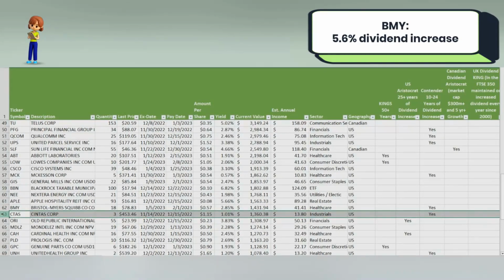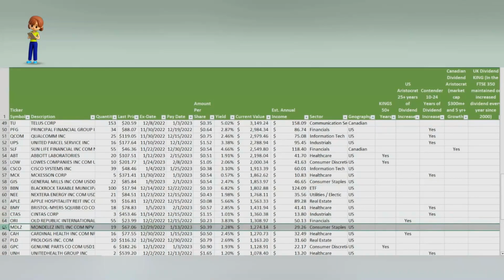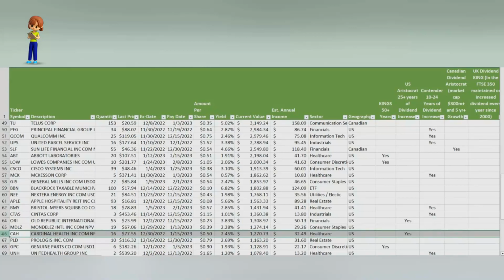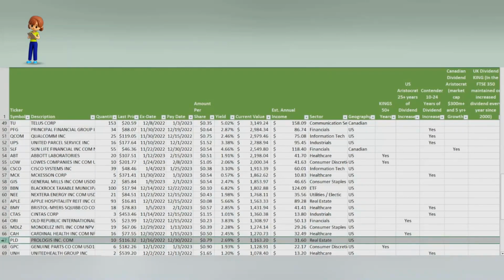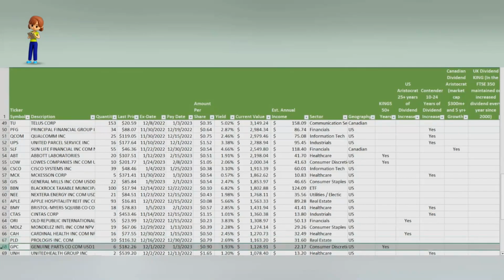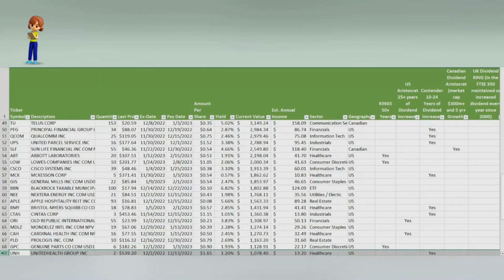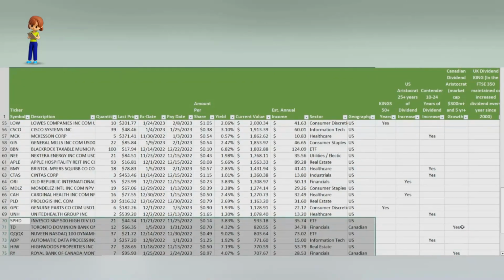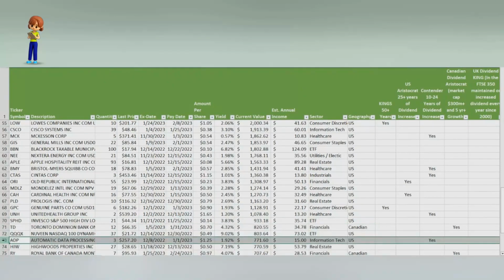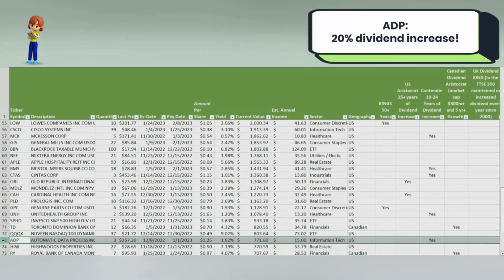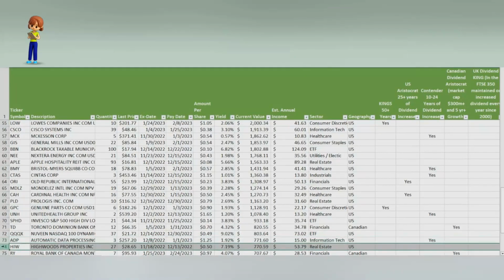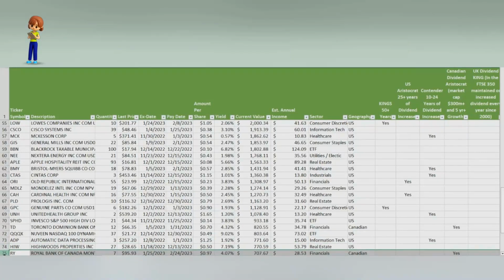Cintas is another new position I've started to test out, followed by ORI, Old Republic, Mondelez, a food company, and Cardinal Health, another great growth opportunity. Prologis, a commercial REIT, was another recent pickup, followed by Genuine Parts, and another monster growth company, UNH, United Healthcare Group. And to round out my last positions, I've got SPHD, an ETF, Toronto Dominion Bank, QQQX, ADP, another relatively new pickup for me, and gave a 20% dividend increase recently. Wow, ADP. And my last positions are HIW, a live, work, play REIT, and RY, Royal Bank of Canada.